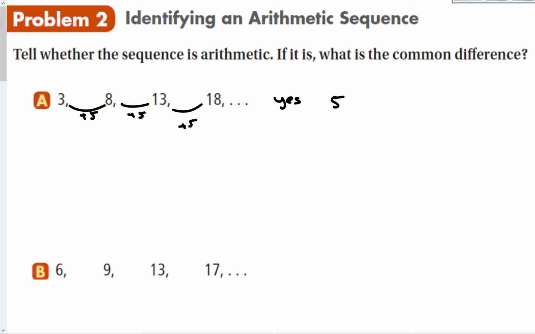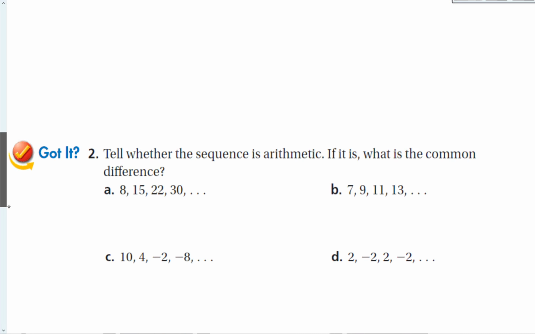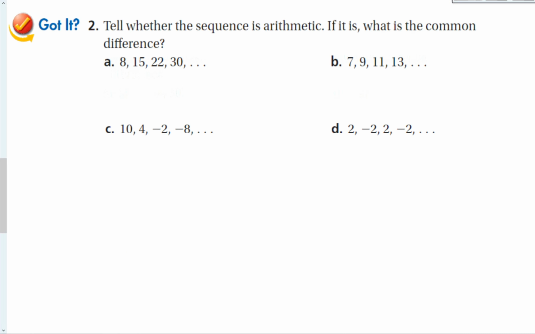Okay. For part B, we have 6 to 9, that is plus 3. 9 to 13, that's plus 4, and then plus 4 again. So that's kind of a weird sequence, and it does not have a common difference, so it is not an arithmetic sequence. Okay.